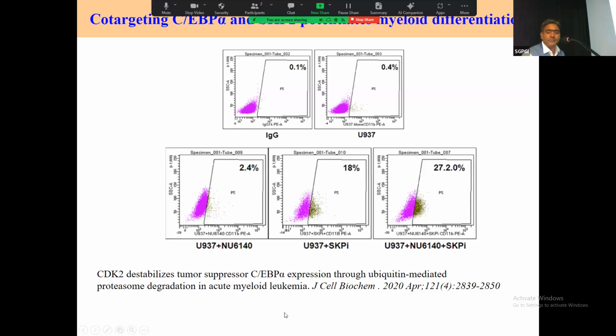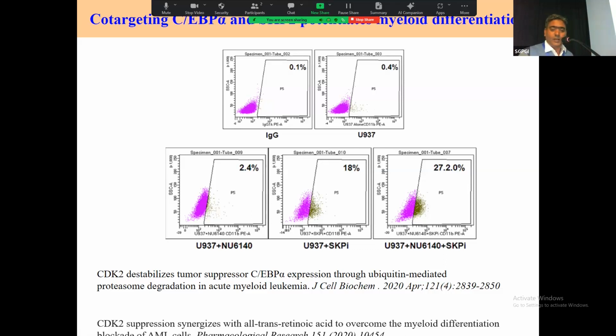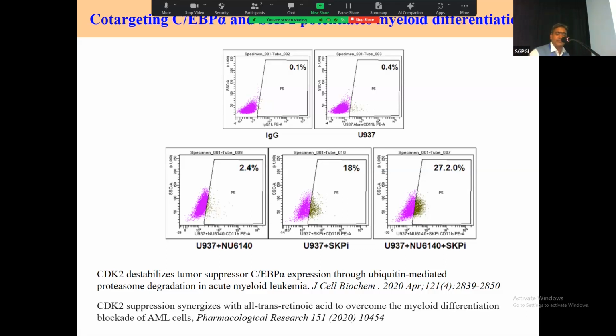These findings we published in the Journal of Cellular Biochemistry in 2020, and in the same year, another group published that CDK2 suppression synergizes with ATRA to overcome myeloid differentiation blockade in AML cells. In the same year, same month, they also published. So these two studies were going simultaneously, and what we showed, they are corroborating.